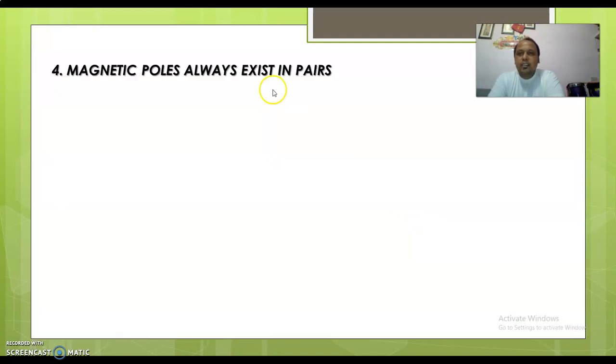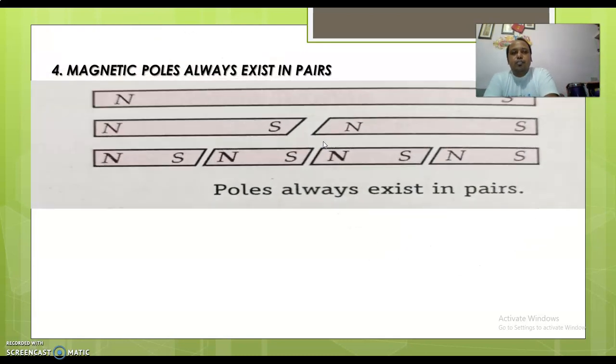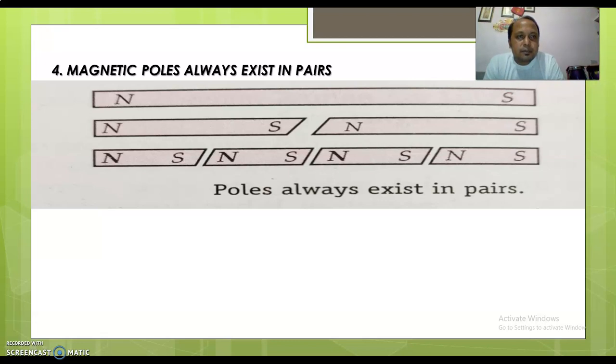Now the next is that magnetic poles always exist in pairs. This is very, very important. Suppose you take a magnet. Suppose you see the first magnet which is taken here. It is a long bar magnet, which has a north pole and a south pole. Now suppose you wish to break it in between.